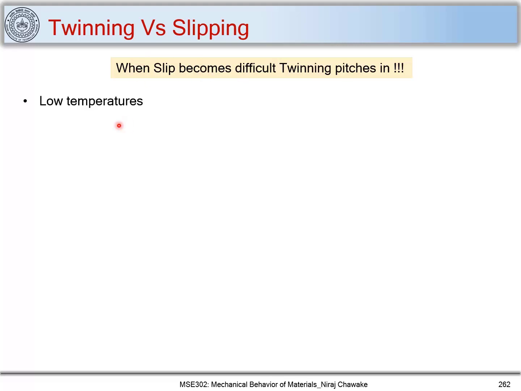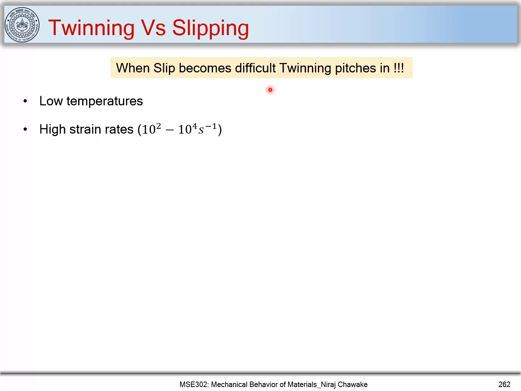So the first condition is low temperature. At low temperatures or sub-zero temperatures, let's say at liquid nitrogen temperatures, the mobility of dislocations decreases and thus the material cannot deform by the slip mechanism. So that's why twinning can take place in a material which accommodates a plastic strain.